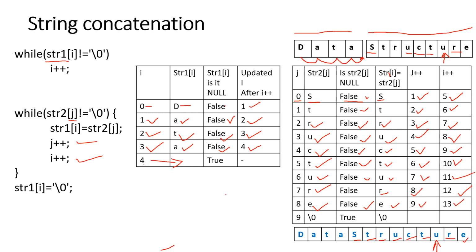Is the next character of J null? Stop that process. So at the end you are going to put one null character. This is how concatenation works.